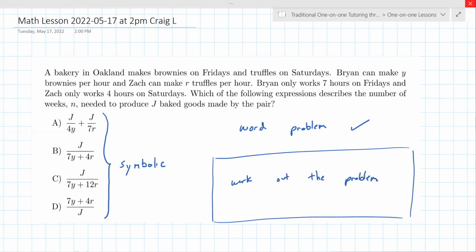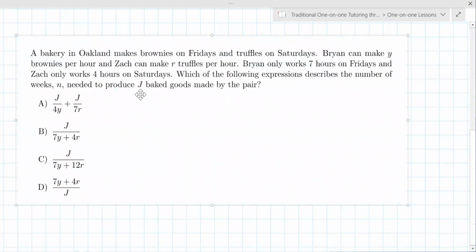Now I'm going to copy this, and we're going to look at it fresh. I'll read it out loud. A bakery in Oakland makes brownies on Fridays and truffles on Saturdays. Brian can make Y brownies per hour, and Zach can make R truffles per hour. Brian only works 7 hours on Fridays, and Zach only works 4 hours on Saturdays. Which of the following expressions describes the number of weeks N needed to produce J baked goods made by the pair?